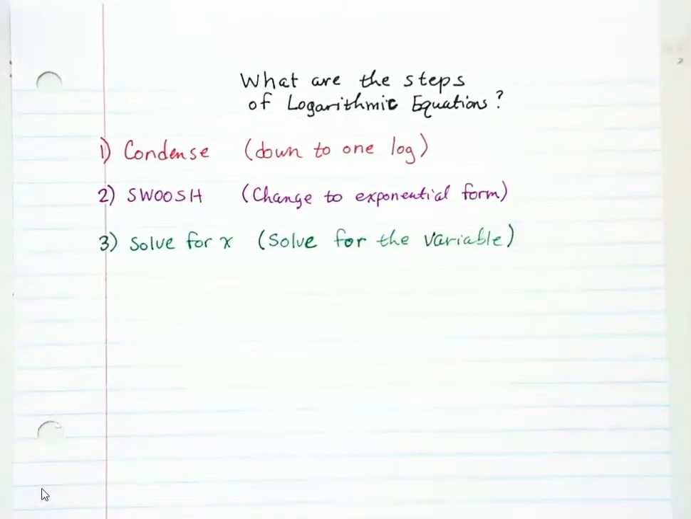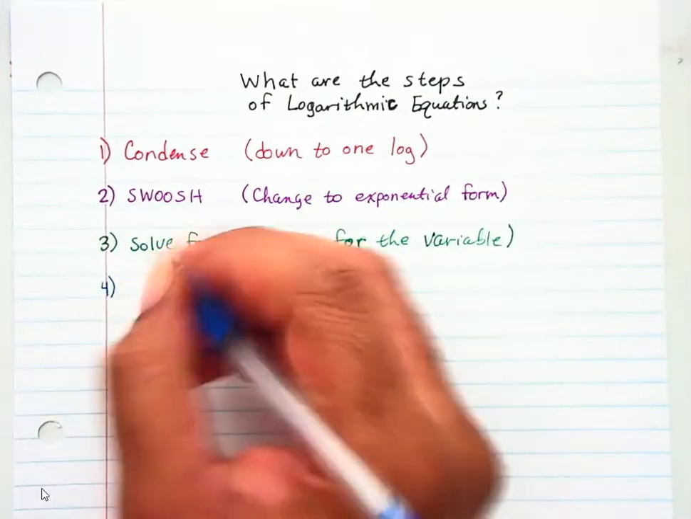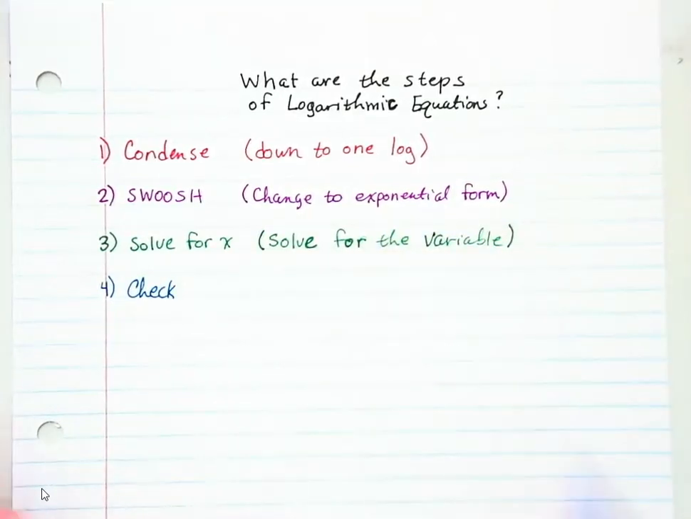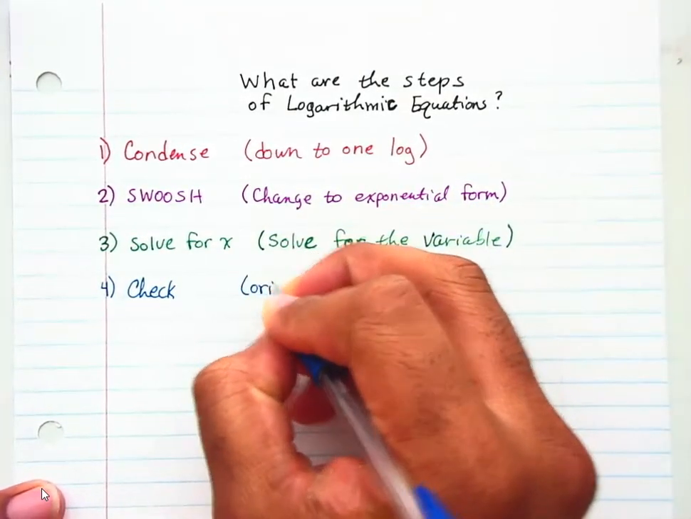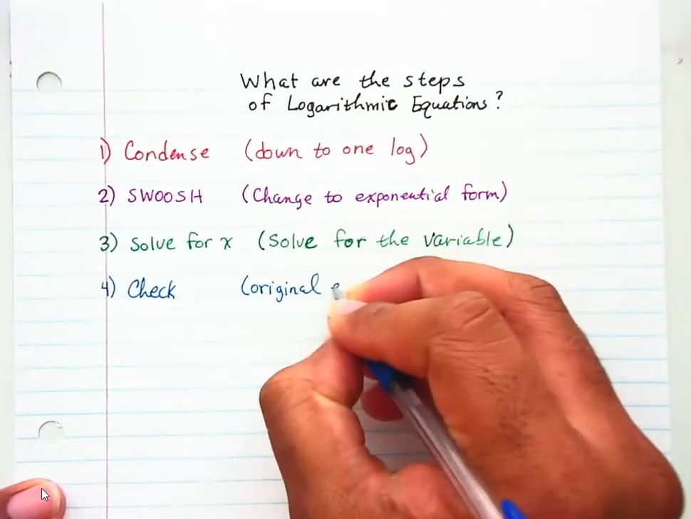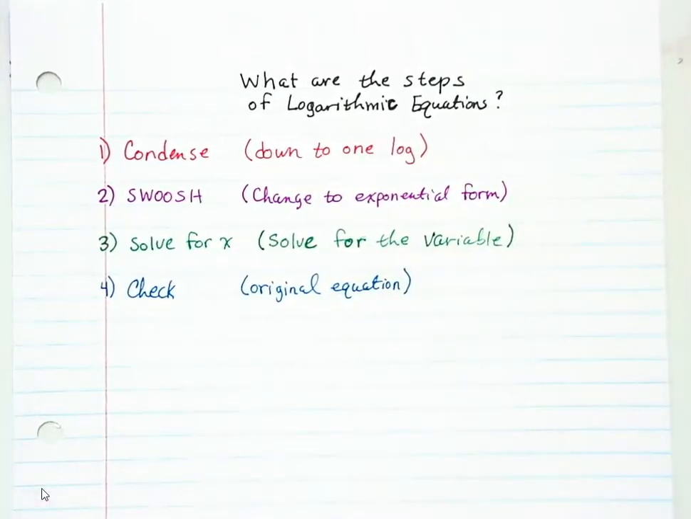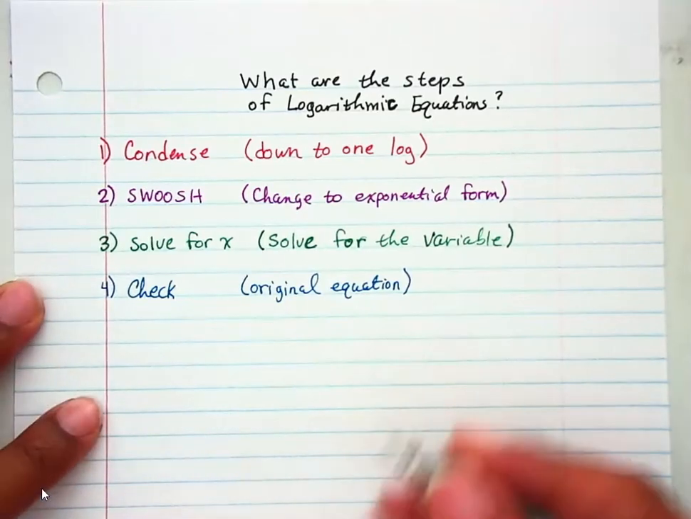All right, and then the last step, condense, swoosh, solve, and let's do it in blue: check. Checkmate. And we check this in the original equation, so you're always going to put it in the original equation there. So condense, swoosh, solve, check. Condense, swoosh, solve, check.